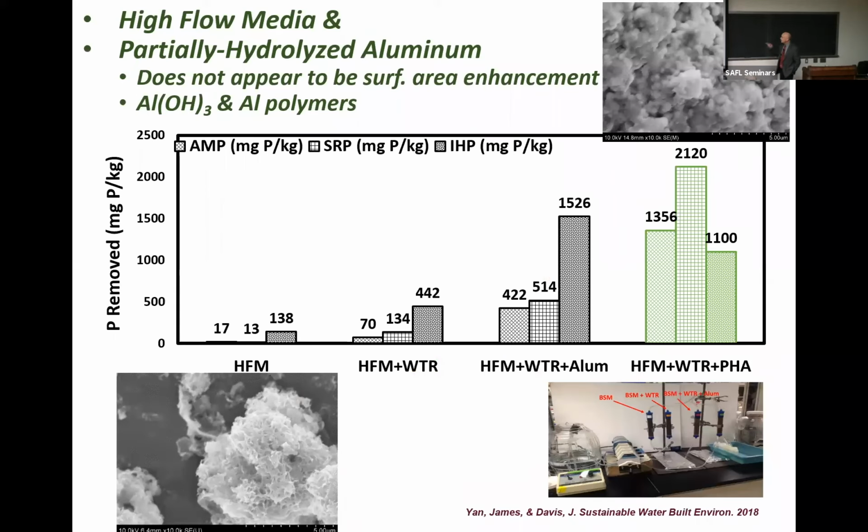I've got a little bit of data here, and I don't want to go into a lot of detail. Most of this was small column data. We haven't scaled it up yet. But the more aluminum that we added, by adding the water treatment residual and the alum and the polyhydrolyzed aluminum, we were able to continue to increase the capacity of our media for the uptake of phosphorus, not only inorganic phosphorus, but the organic phosphorus species as well.